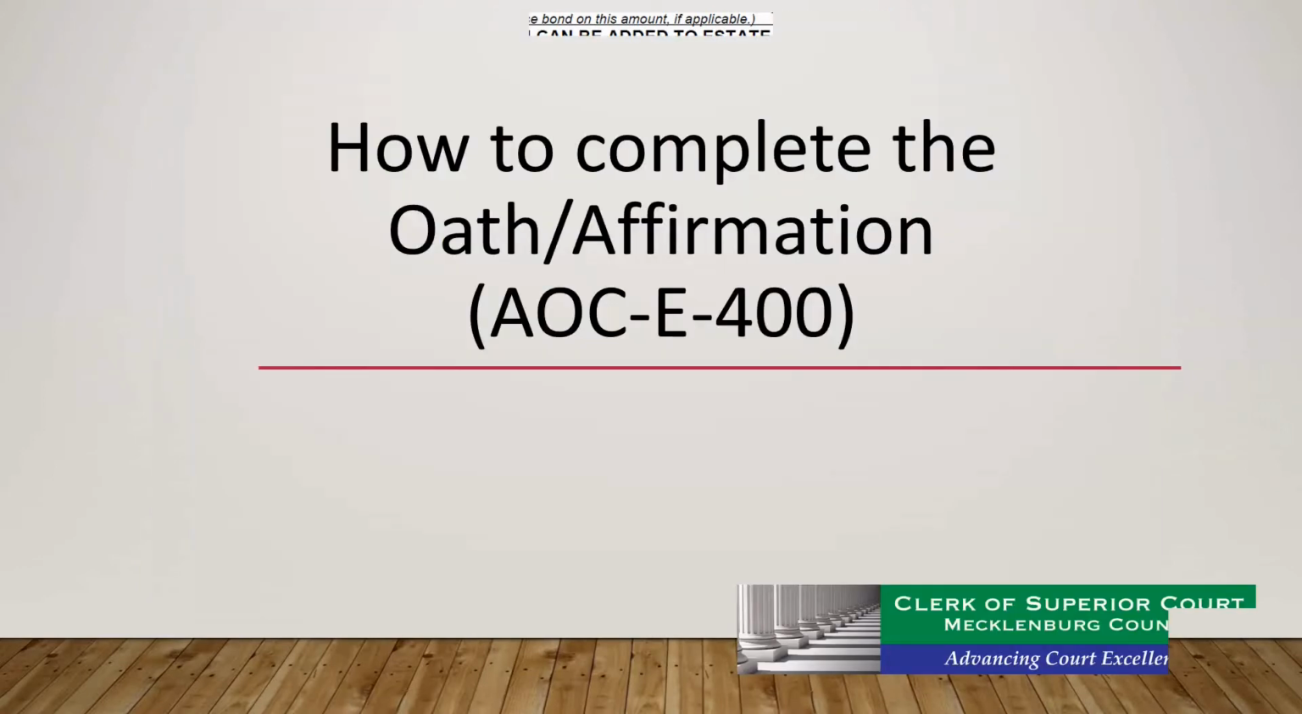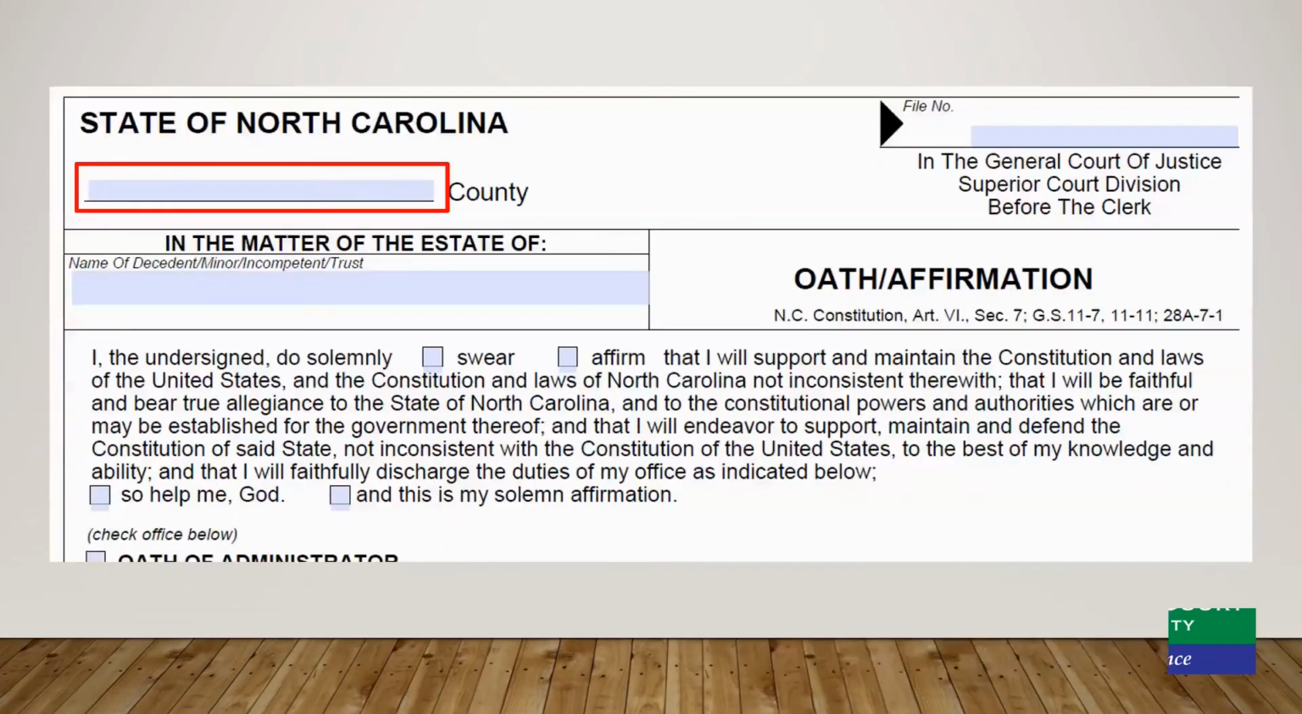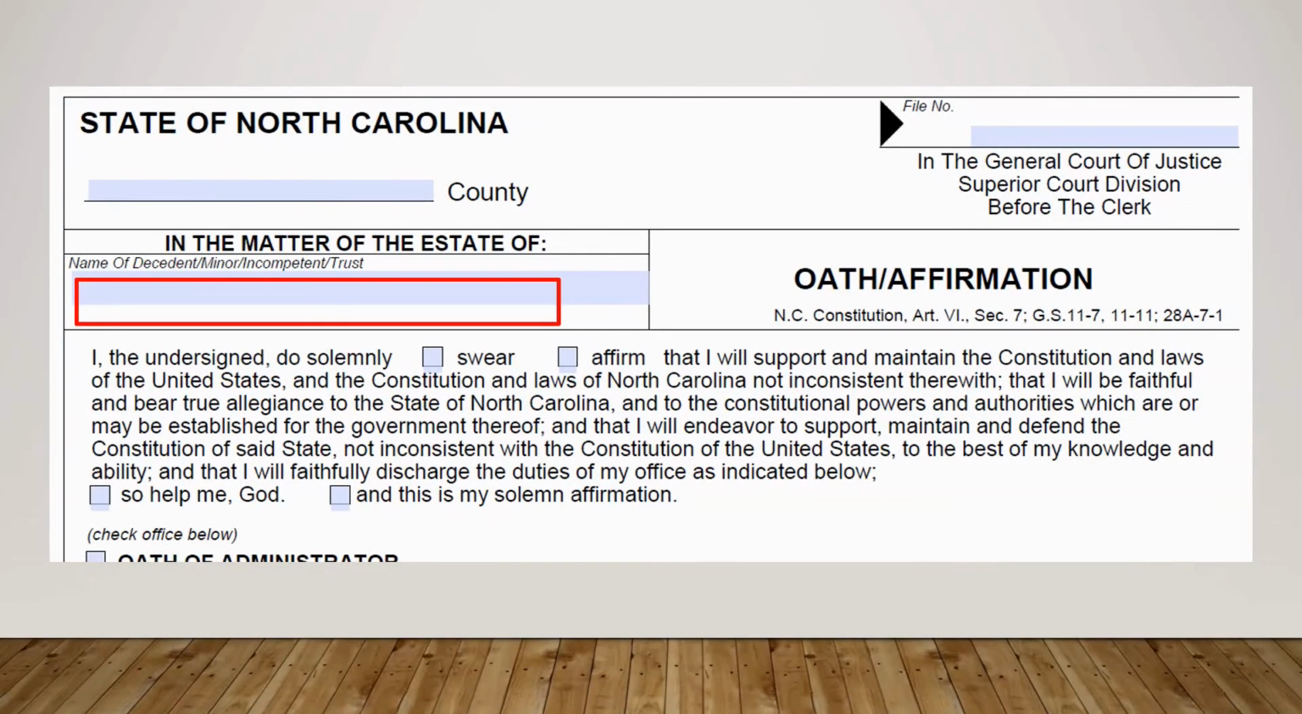Once the application for probate and letters is complete, the applicant must take an oath or make an affirmation to carry out the duties of his or her office faithfully and honestly. This is done by completing the oath affirmation form. Begin by entering the name of the county where this form will be filed. Enter the decedent's name.